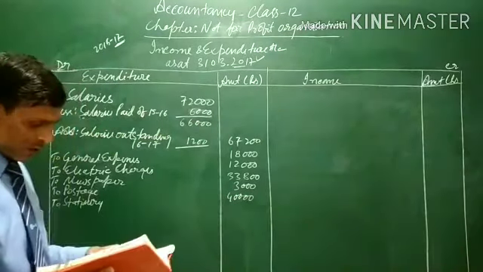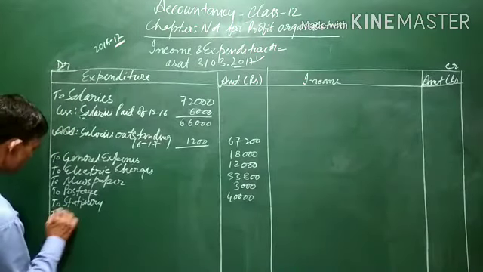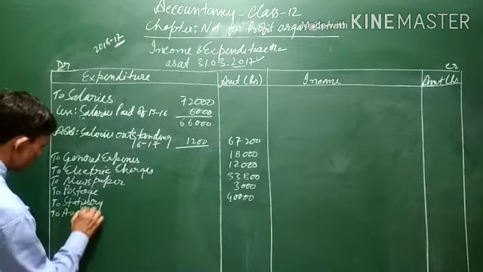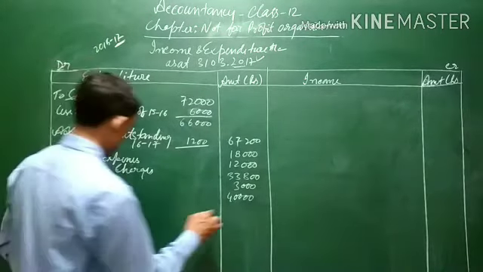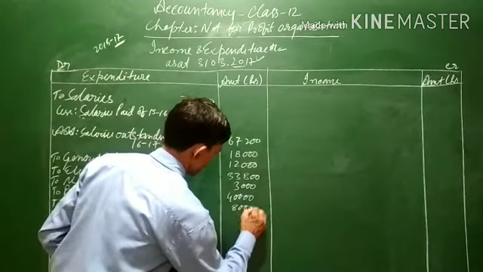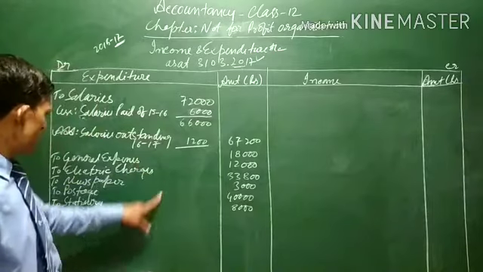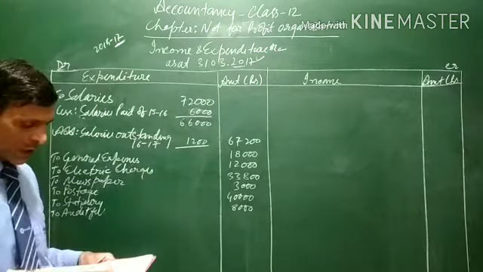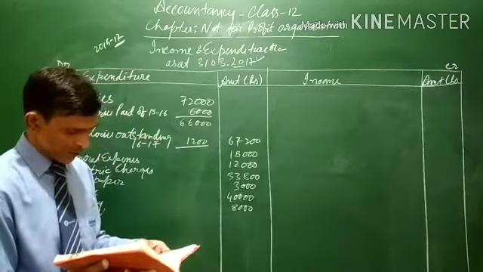And the last is audit fees. Audit fees. Amount is 8,000. These are all of revenue nature. All these expenditures are of revenue nature. These are of recurring nature. That is, these are related with the current year only.